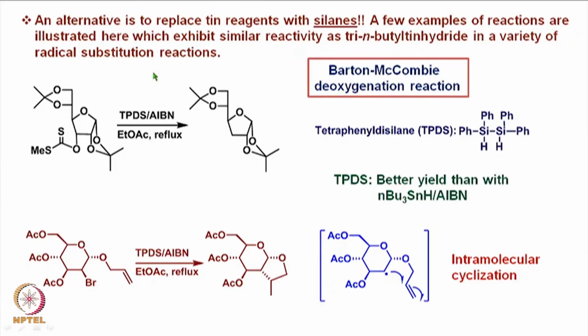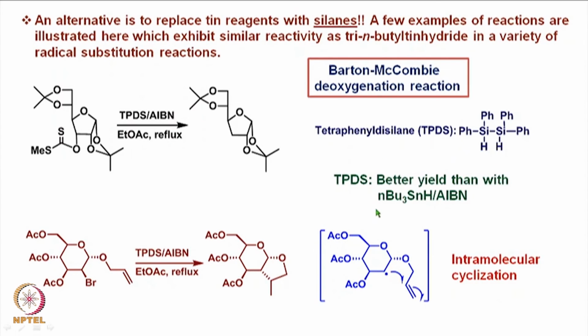An alternative is to replace tin reagents with silane based reagents. A few examples of reactions are shown here which exhibit similar reactivity as tributyltin hydride in a variety of radical reactions. An example of the Barton-McCombie deoxygenation reaction using tetraphenyl disilane, that is TPDS, whose structure is shown here.